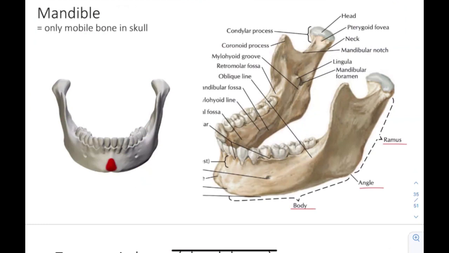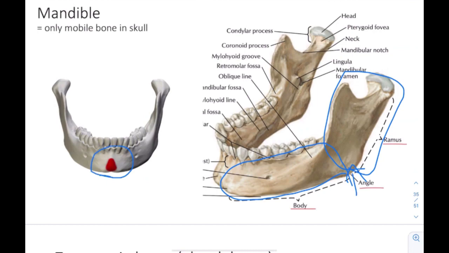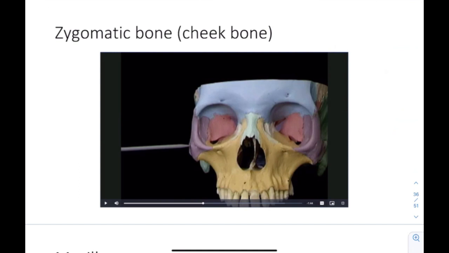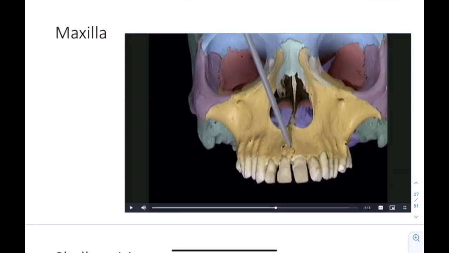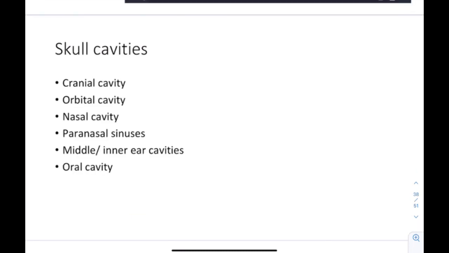Okay, let's talk about the mandible. Right here we have the ramus, and then we have the angle of the mandible, and we have the body of the mandible, and then we have an area where there is the prominent chin called the mental protuberance. Okay, so the cheekbone right here is called the zygomatic bone. Right here, the upper jaw is called the maxilla, structure in yellow.